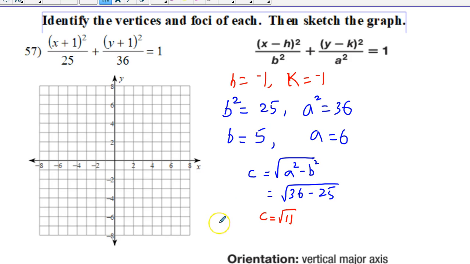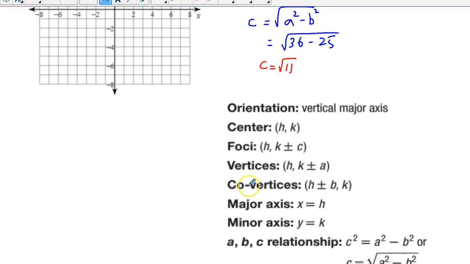Alright. So first thing you have to find is the vertices and then the foci. The formula for vertices is (h, k ± a), right? And for foci it is (h, k ± c). Okay, let us find one at a time.